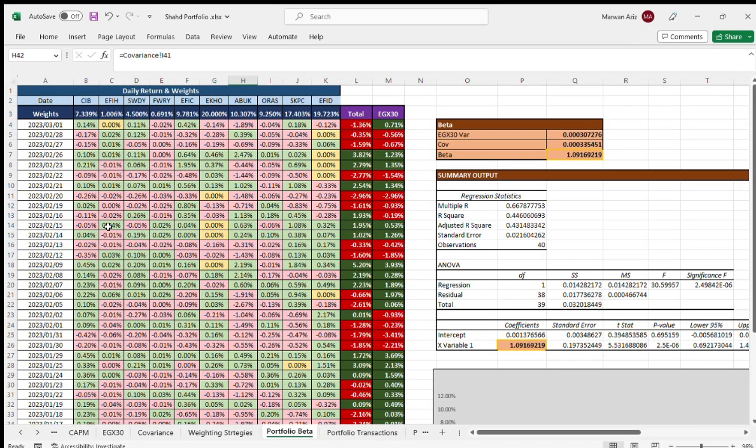I also tried to get the data for my portfolio to have a better understanding of how my portfolio would look like. So here I have all the weights the Excel solver told me to use, and here I multiplied each weight by the daily return of the stocks. So here we have the weighted average for all the stocks daily, as you can see, and here is the return for EGX30 for the same day.